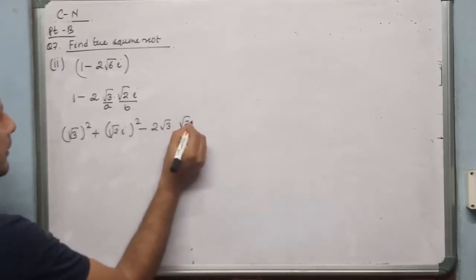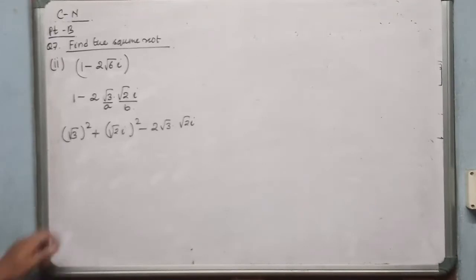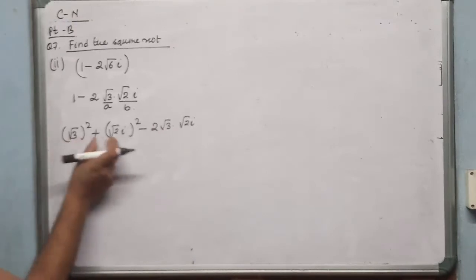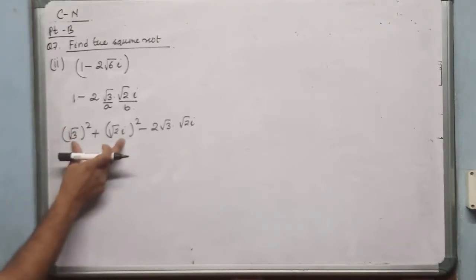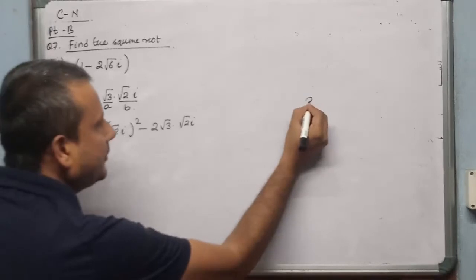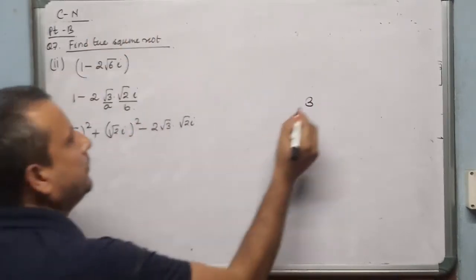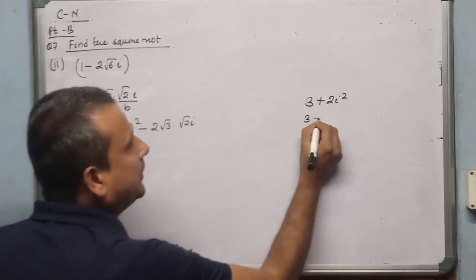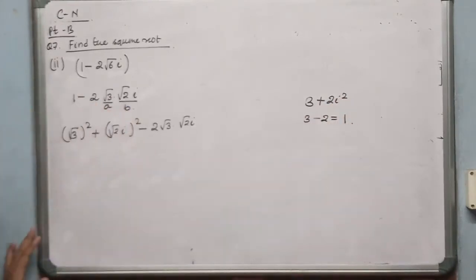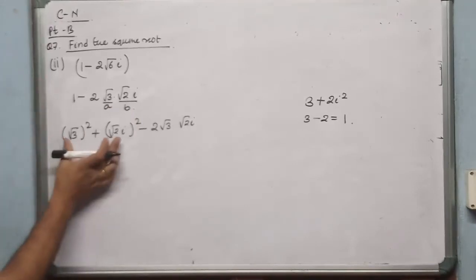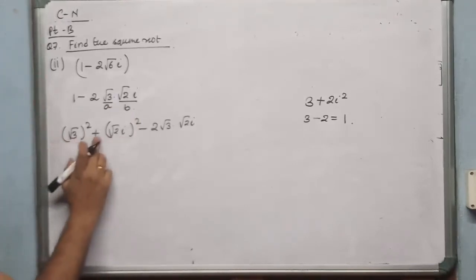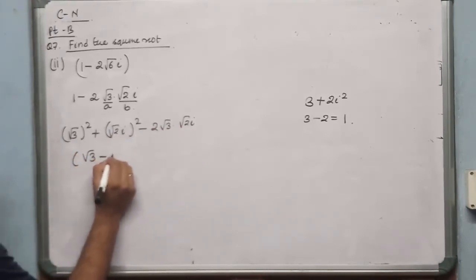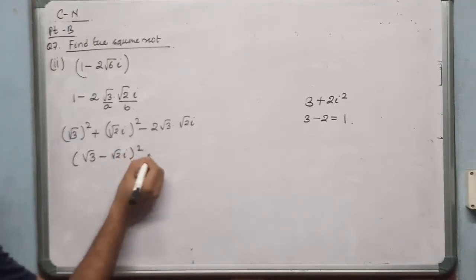Now in terms of the formula, a square plus b square minus 2ab. If our supposition is correct, then definitely we'll get 1 if I simplify this quantity. Root 3 whole square is 3. Root 2i whole square will be 2i square, so 3 plus 2i square. i square is minus 1, so it is minus 2. 3 minus 2 is 1. So we are getting this quantity. In place of 1, we can write the sum of the two quantities. a square plus b square minus 2ab means we can write (a minus b) whole square.